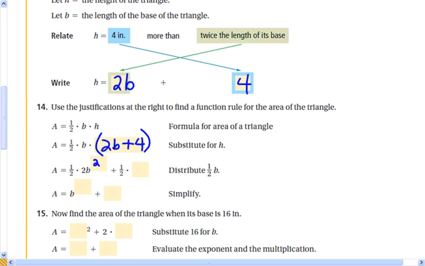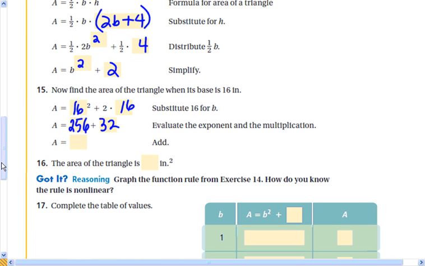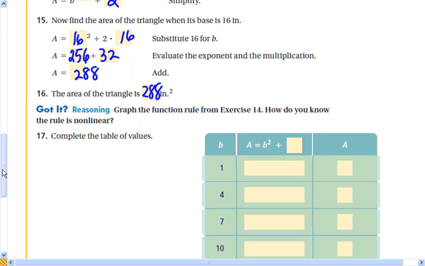Second power. Is this function linear or nonlinear? So our function is x squared plus.